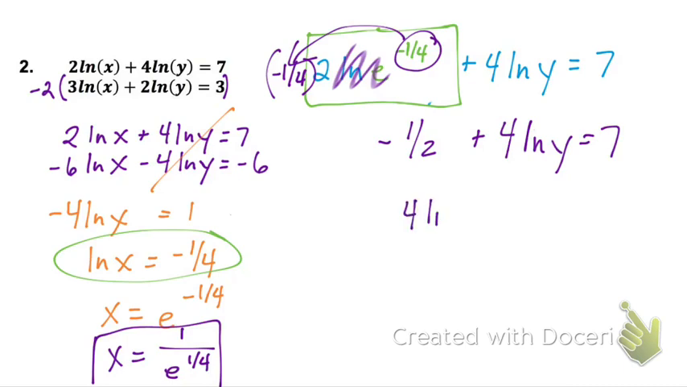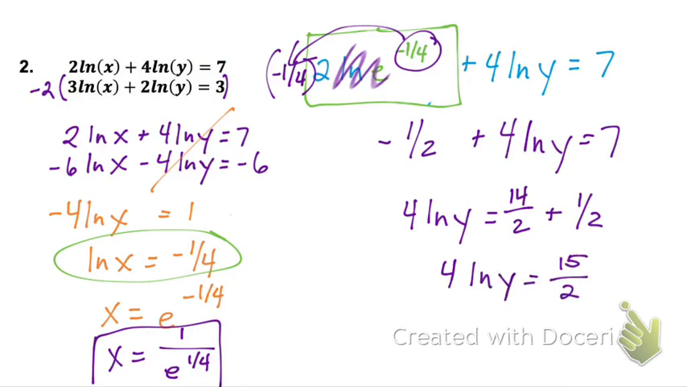So 4 ln of y equals 7 plus 1/2. I'm going to change this 7 to be 14 over 2. So 4 ln y equals 15 over 2. I can divide by 4. Dividing by 4 is the same as multiplying by what? 1 over 4.